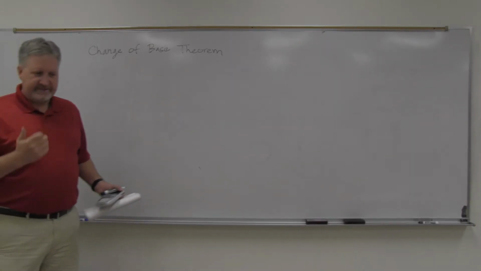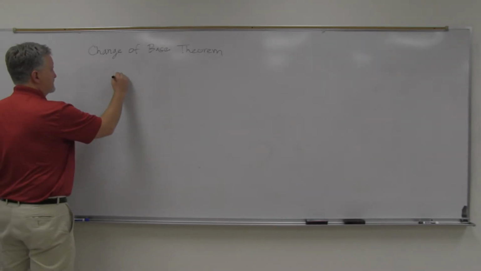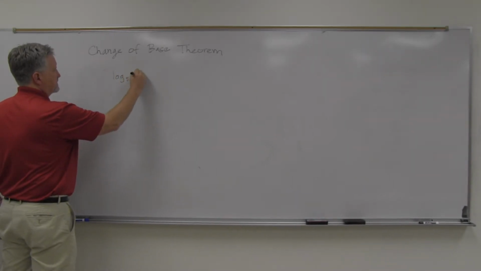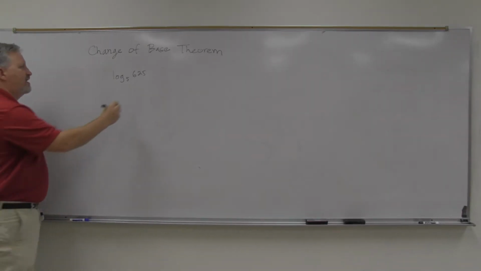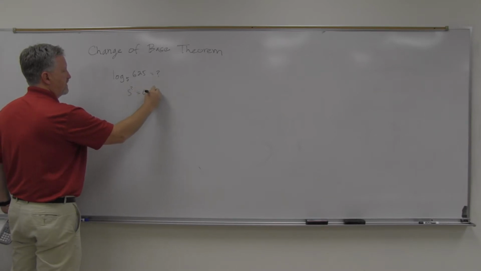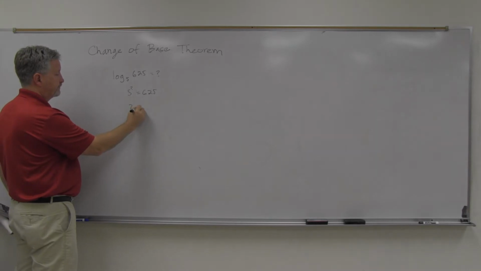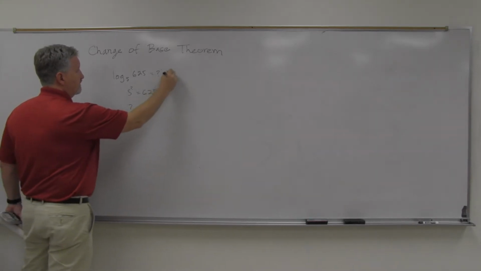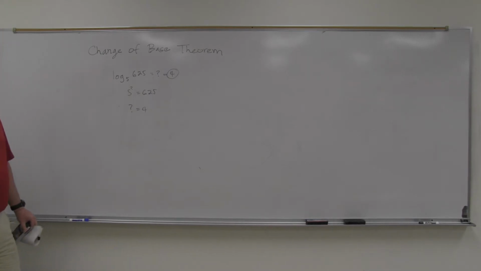When we come across certain logarithms, if I've got logarithm base 5 of 625, that's a nice logarithm. I can figure out what that is: 5 to what power gives me 625? That's a nice power of 5. It's the fourth power, right? And so figuring out that logarithm, I can go through the basic definition and figure that out.